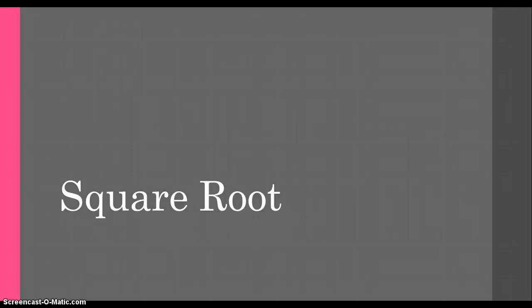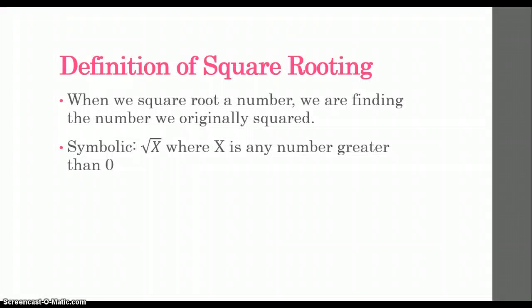We're also looking at the definition, examples, facts, and non-examples of square rooting. The definition of square rooting: when we square root a number, we are finding the number we originally squared. And symbolically, we call it the square root of x, where x is any number greater than 0. And we're going to talk about that in a second.